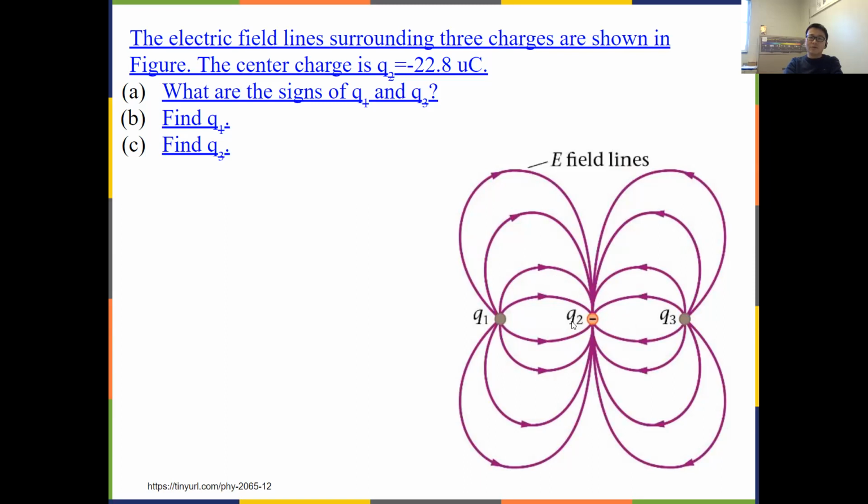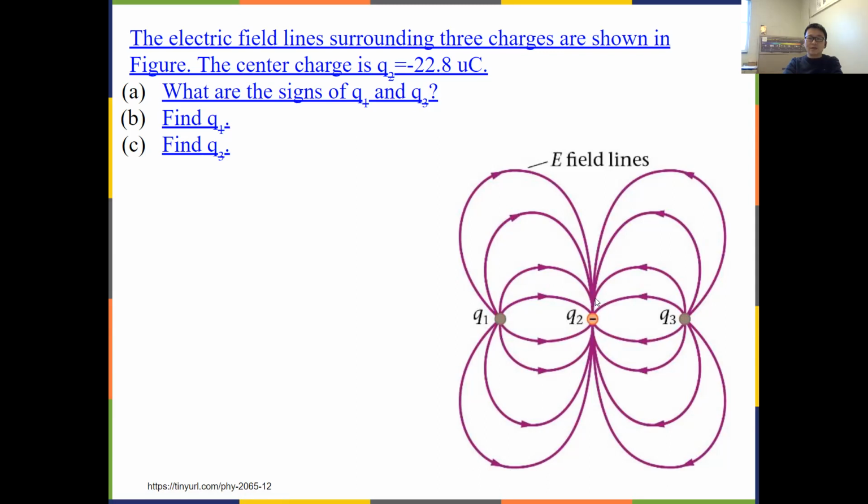Now Q1 and Q3, you can see field lines actually start from there and the arrow is pointing towards the negative charge. So the signs of Q1 and Q3 should be positive because the lines start from there, ending at the negative Q. Now finding Q1 and Q3, for Q1 over here, you can count how many lines are surrounding Q1. So there are 8 lines here, right?